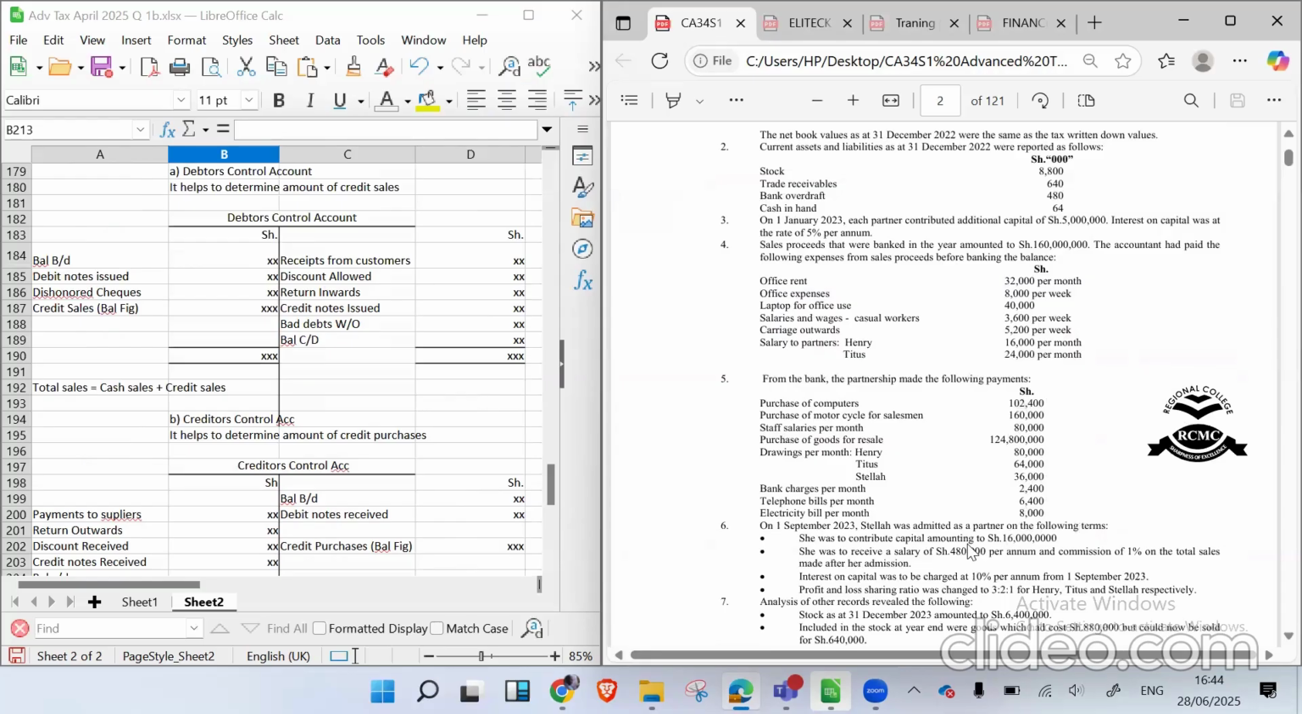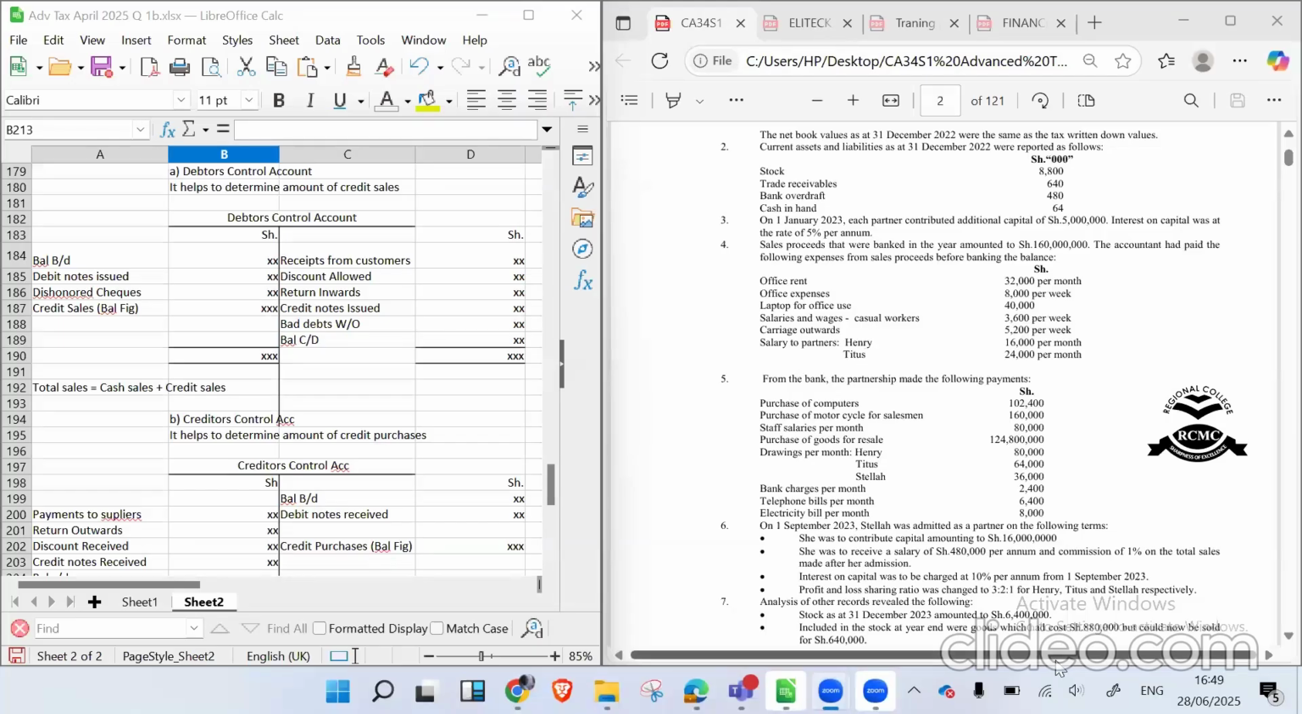Okay. From the bank, the partnership made the following payments. Purchase of computers. Computers are fixed assets, they go to capital allowances. Purchase of motorcycle for salesmen. Motorcycles are fixed assets. Staff salaries per month. Staff salaries, those are expenses. Purchase of goods for resale. Those are payments that you are making. So when you are making payment for purchases, it comes here. Now we are here.